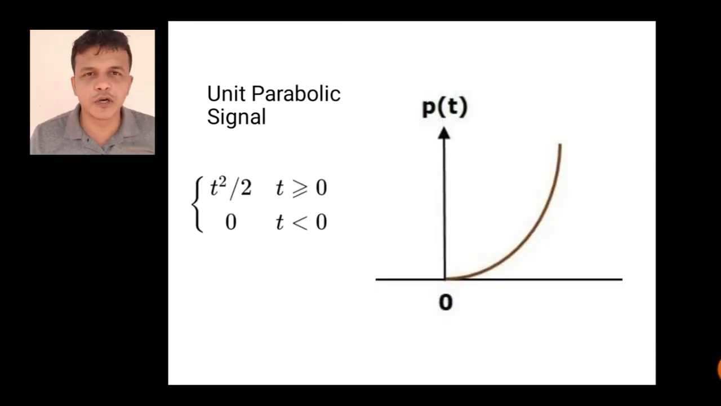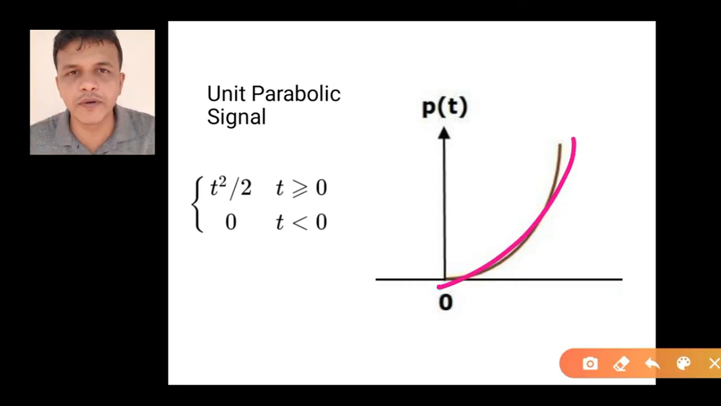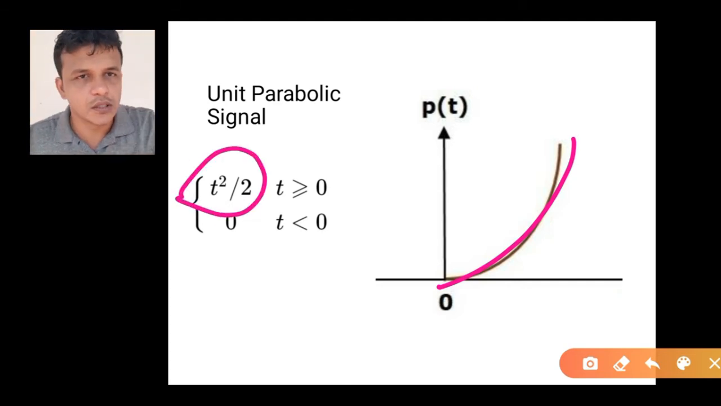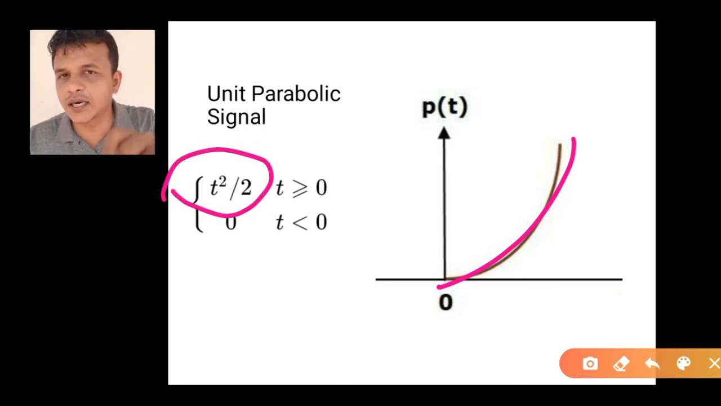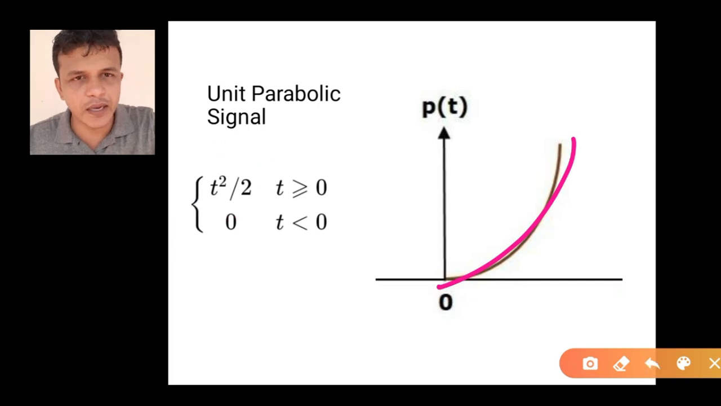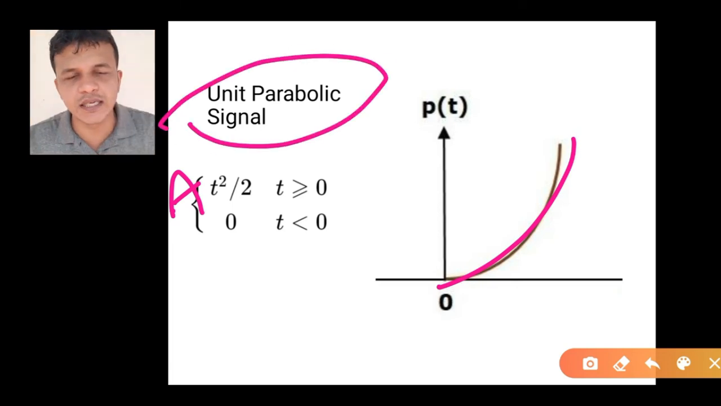The next one is unit parabolic signal. The shape of the parabolic signal is shown here, and it should not be confused with exponential signal, because exponential signal doesn't obey this equation. Only the parabolic signal obeys this equation, and it is not necessarily t square by 2, it can be even a t square by 2. If the value of a is 1, we call it unit parabolic signal. If the value of a is not 1, we call it simply a parabolic signal.